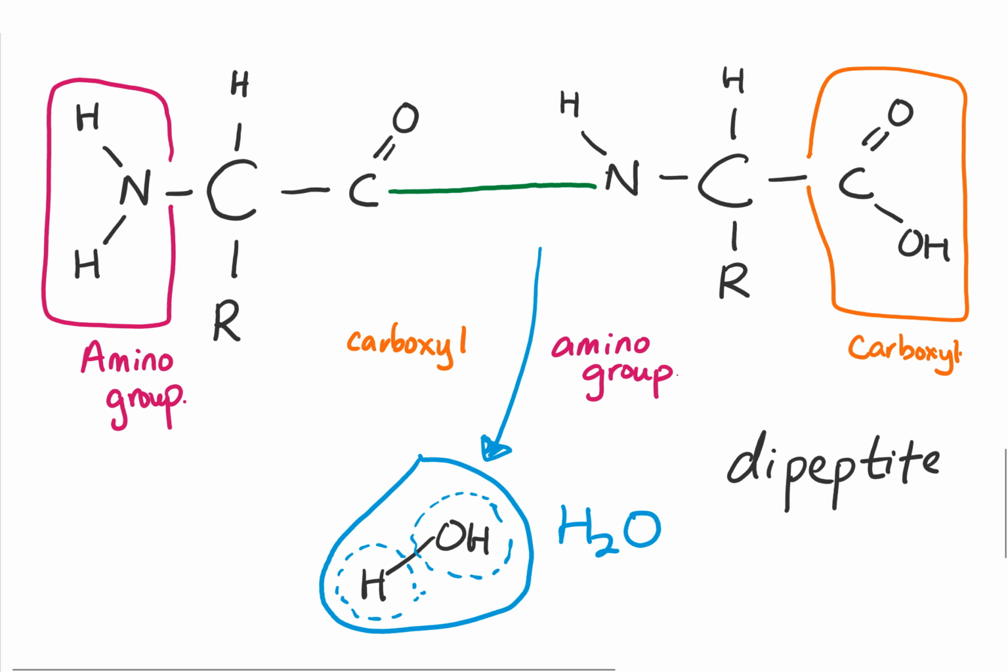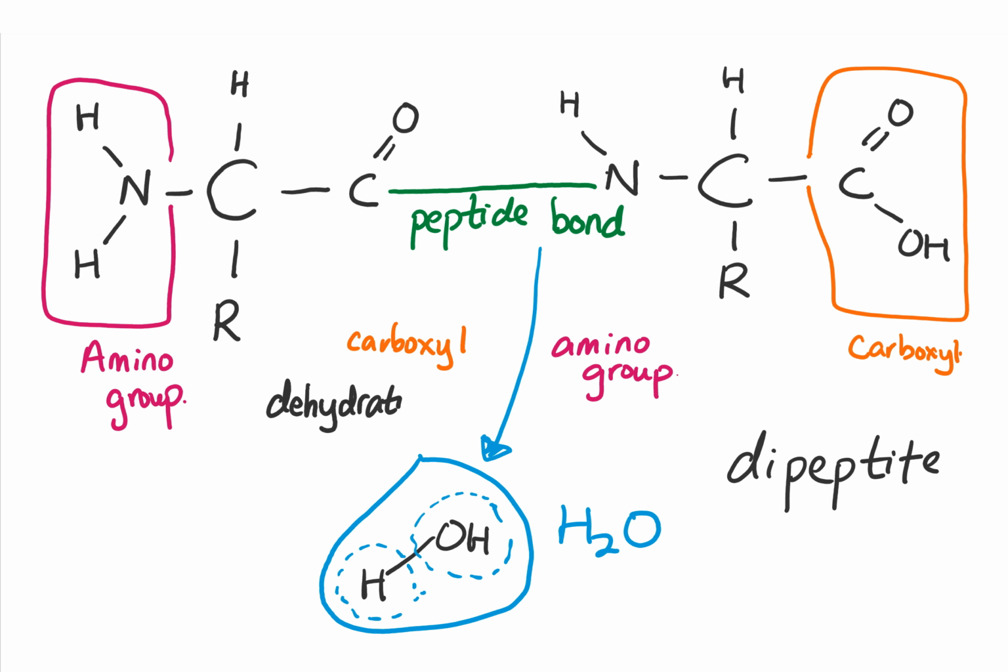And this bond, we mentioned it in the previous video, is a special covalent bond between 2 amino acids to form a polymer. This is what we call a peptide bond. And this whole process is called dehydration synthesis. If you keep repeating this process, eventually you're going to make a polypeptide from many amino acids through the removal of water, and that process is called dehydration synthesis.